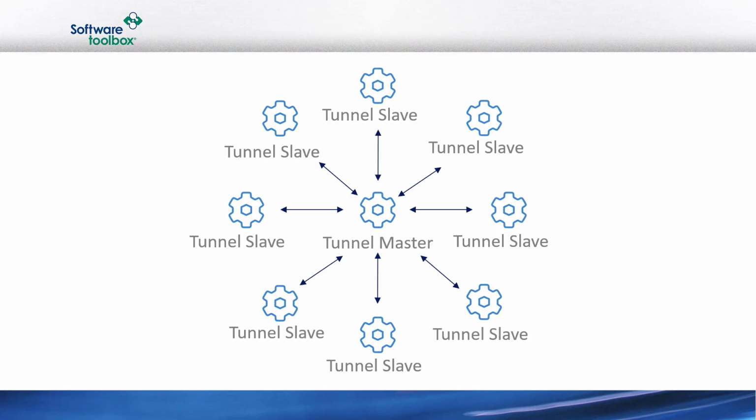Alternatively, we can have the flip side, where we have a single tunnel master that is serving data to multiple tunnel slaves. The benefit here is that the tunnel master makes a single connection to the data source. This means that even though the data is being served to multiple slaves and multiple consumers, the database or the OPC DA server is only being hit with a single request by a single master.